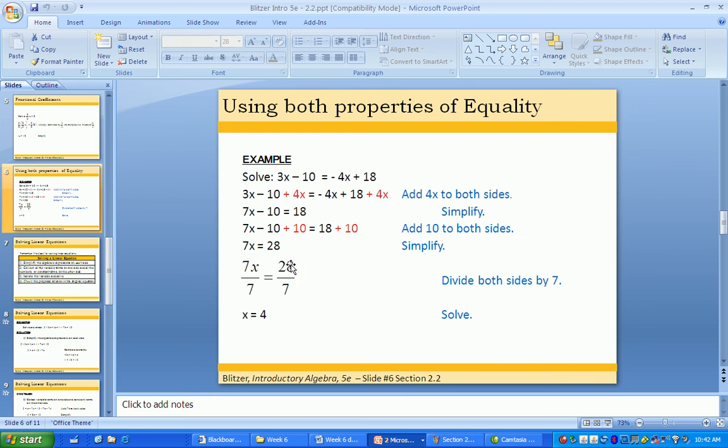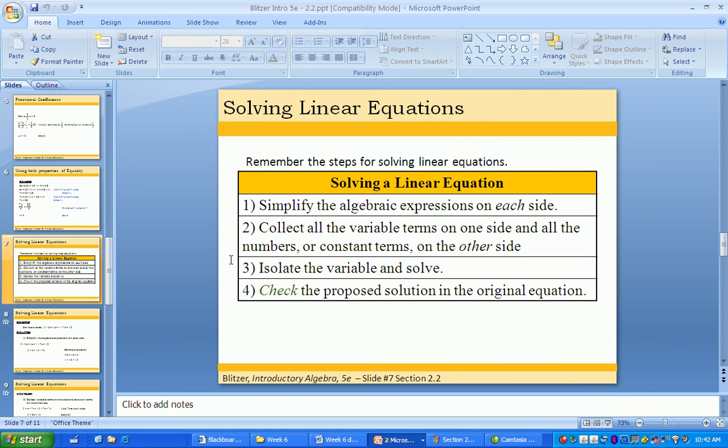So here are some key steps. It might be good to print this particular slide out and keep handy. The first thing we always want to do is simplify the algebraic expression on each side. That means collect all your like terms and combine them as low as you possibly can. Then move everything that's a variable to one side and everything that's a constant to the other side. Then we isolate the variable and solve.